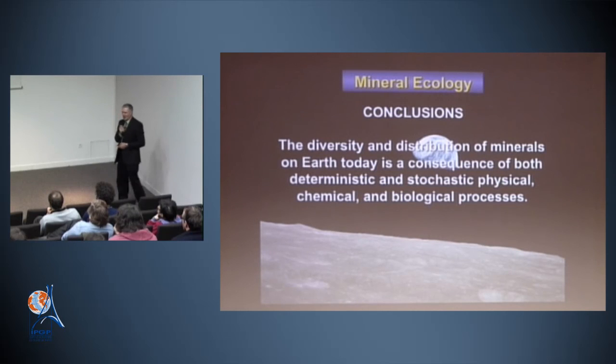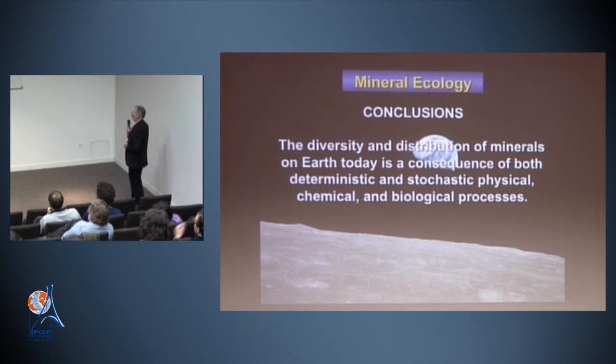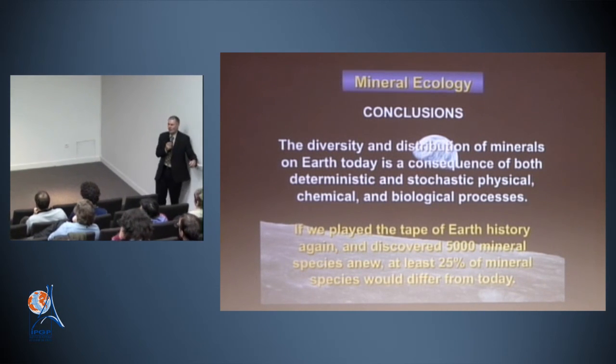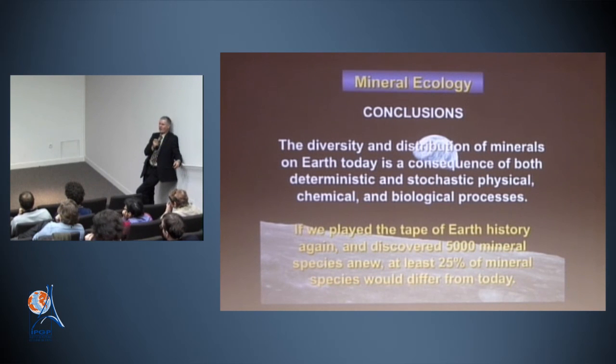Sure, the top 500 minerals will be the same, but the rare things, the things that really make Earth stand out as unique, are different. I think that's a realization which is kind of fun. So I've got a couple of conclusions here. The diversity distribution of minerals is a consequence of both deterministic and stochastic properties. There are physical, chemical, biological processes, and so this idea of chance versus necessity really is a false dichotomy. If you played the tape of Earth again and discovered 5,000 minerals anew, the statistics show that at least 25% of the mineral species would be different from the ones we find today.